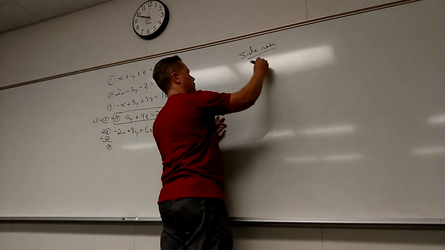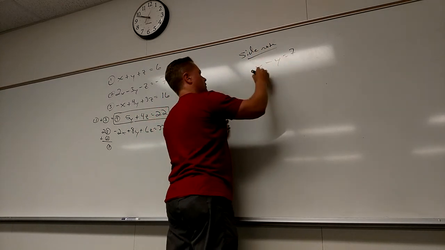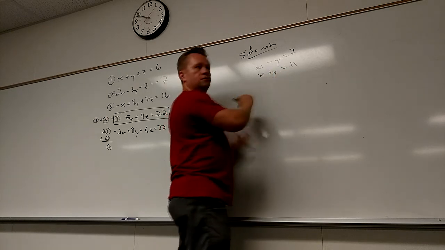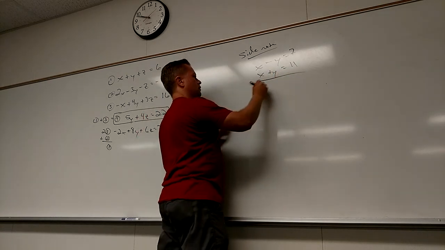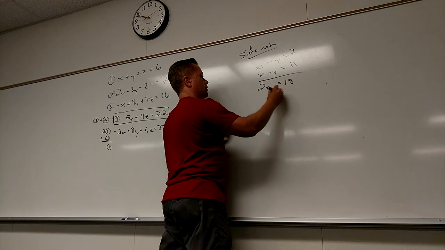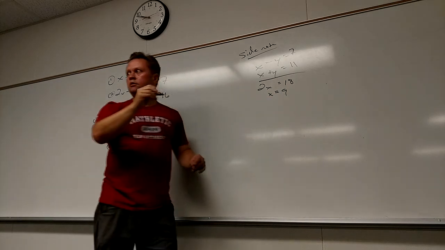Alright, let me make it. If I had x minus y equals 7, and x plus y equals 11, and I add them together, I get 2x equals 18, right? So x equals 9. How do you figure out what y is? You plug it back in.